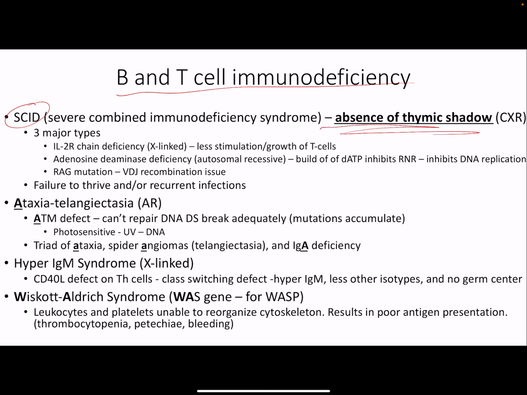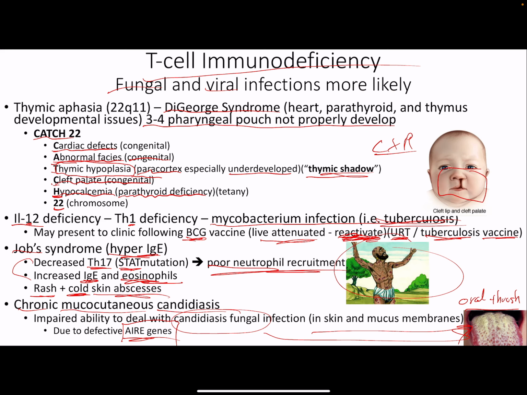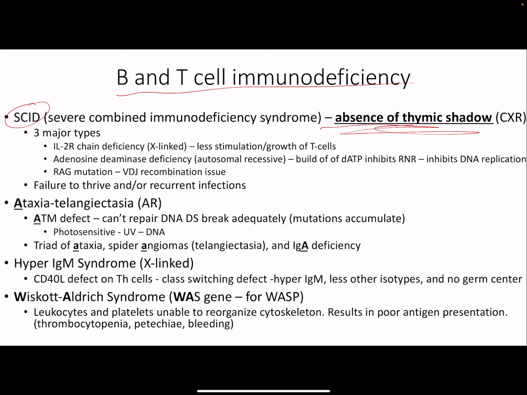So similarly, absence of a thymic shadow, we don't have a thymus when we look at an X-ray. So these are the two things that are going to cause an absent thymic shadow, this and DiGeorge syndrome. I would say that the major way of distinguishing this is that DiGeorge is going to cause a lot of other congenital deficiencies. Cleft palate, the hypocalcemia should be a big giveaway to differentiate between DiGeorge syndrome and SCID. So three different ways we can get this, three major ways, is an IL-2 receptor deficiency.